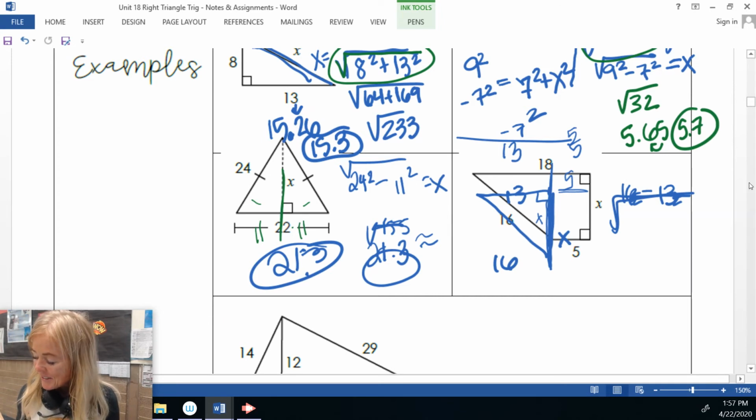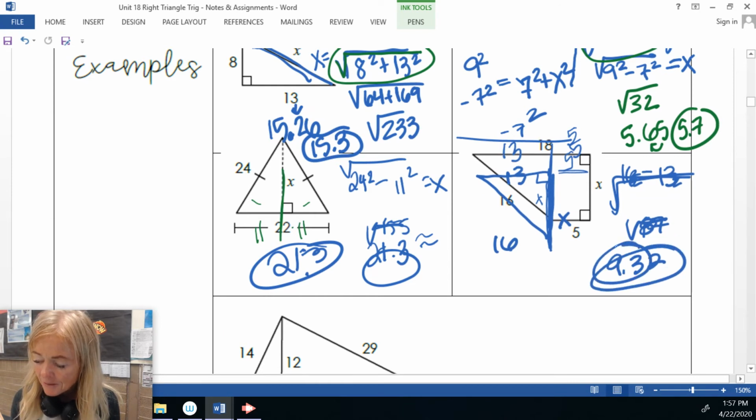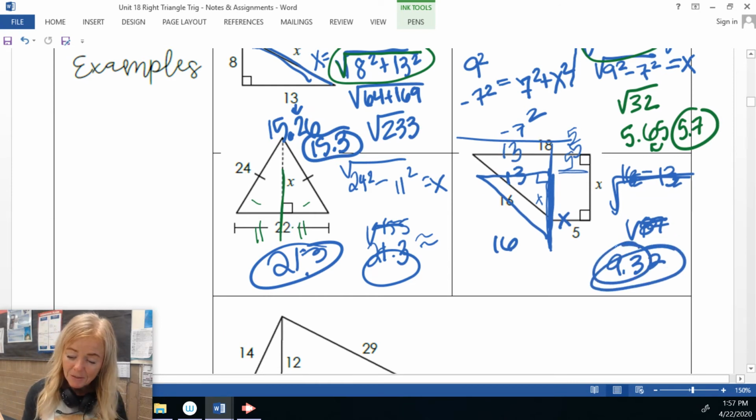So in the calculator, 16 squared minus 13 squared under the radical is radical 87. And if you toggle it, you get 9.32, or 9.3 if you're rounding to 1 decimal.